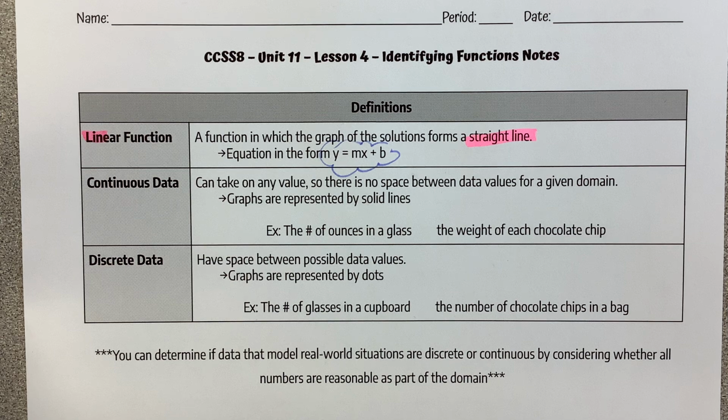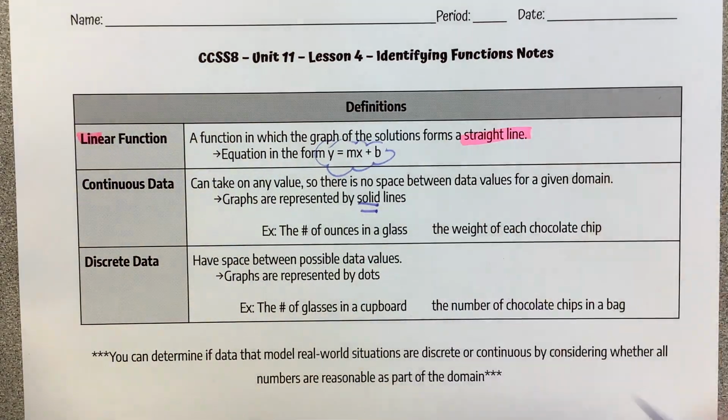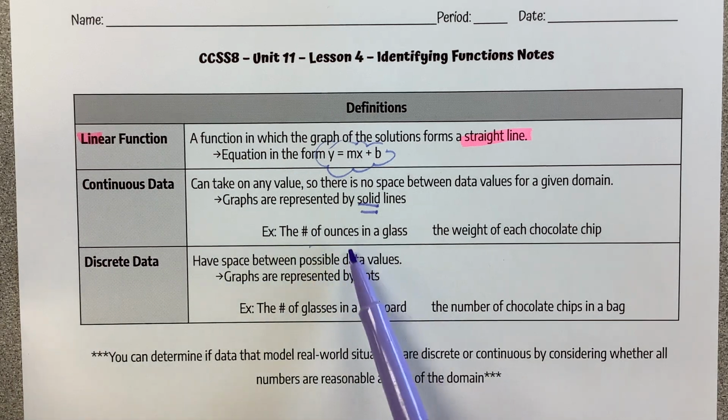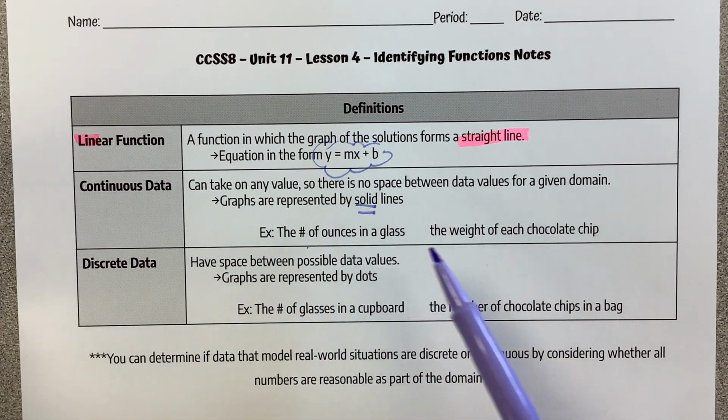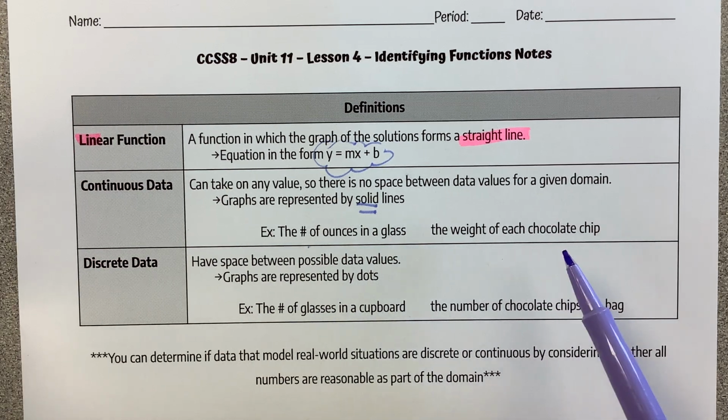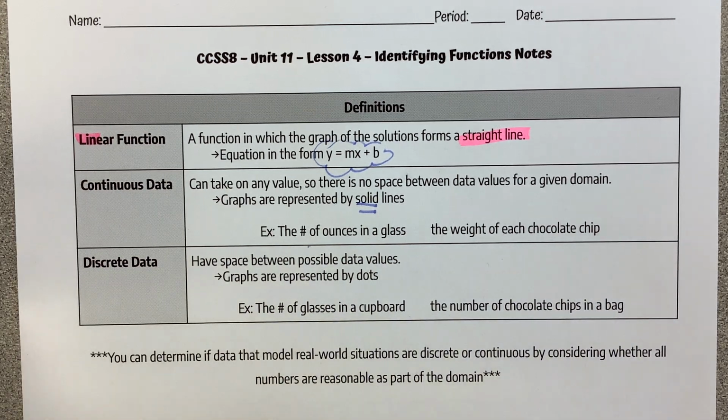Then we have continuous data versus discrete data. So continuous data can take on any value. So there's no space between data values for a given domain. Graphs are represented by solid lines. So for example, the number of ounces in a glass, because you can have decimal values of ounces. The weight of each chocolate chip. Again, you can have not just pounds, but ounces or decimal values of ounces.